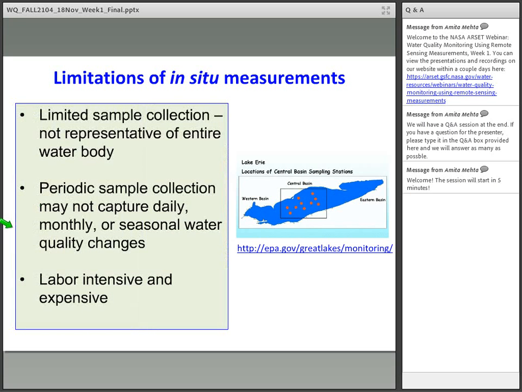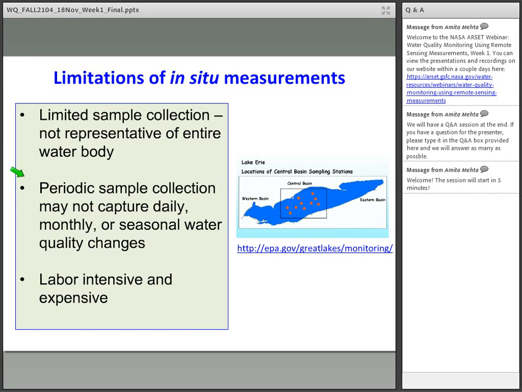There are some limitations to these in situ measurements. As shown here, this is Lake Erie, and the red dots are the places where water samples are collected and then analyzed. But as one can see, the lake is quite big, and these discrete points may not capture everything that is going on in this lake. So one limitation is about sampling: it is not entirely representative of the whole body.